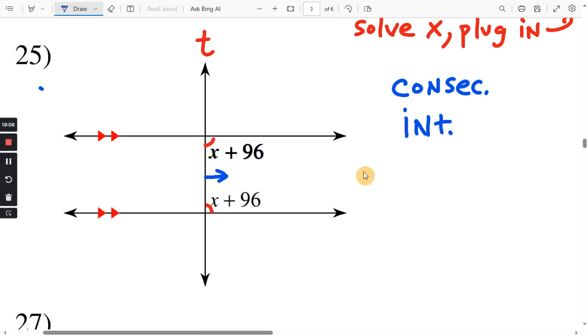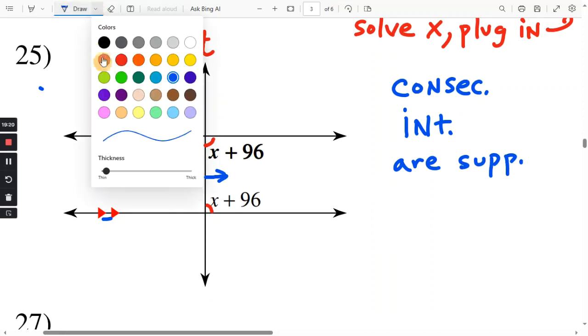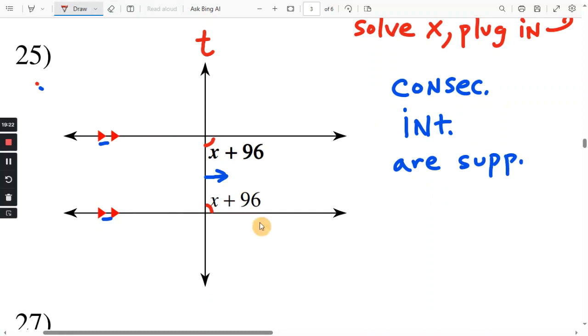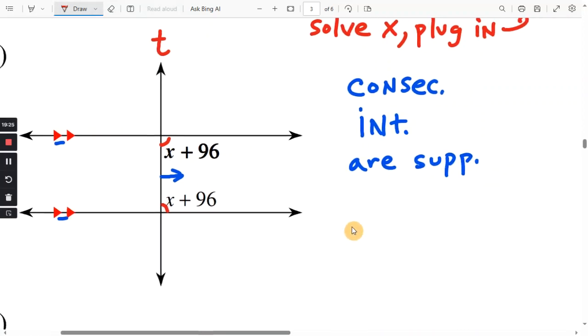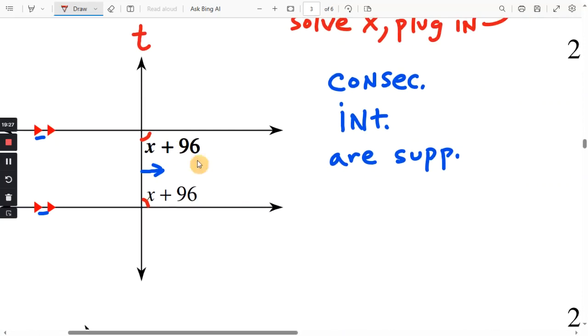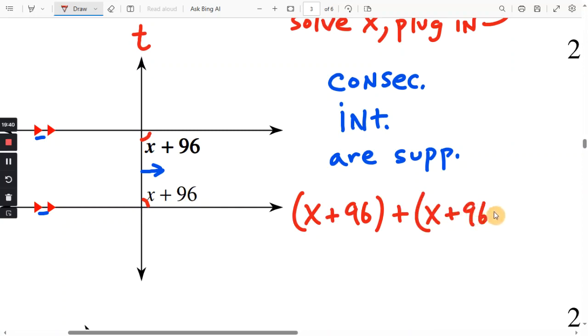All right, for consecutive interior, when the lines are parallel, those are supplementary. All right, that means they add up to 180. So all we have to do is take these two and add them together, set it equal to 180. All right, so let's do that. We have x plus 96. And we're going to add the other angle, x plus 96. And they are supplementary, so they equal 180.